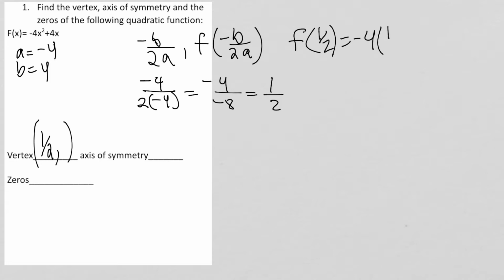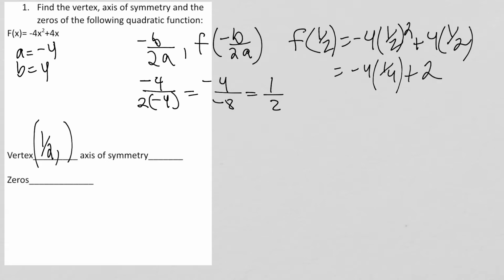And for x here, all right, so we got a half squared is a fourth. So negative 4 times a fourth. Half of 4 is 2. 1/4 times negative 4, that comes out to be negative 1 plus 2, which is positive 1. So the output for my vertex point is 1. So my vertex is 1/2, comma 1.